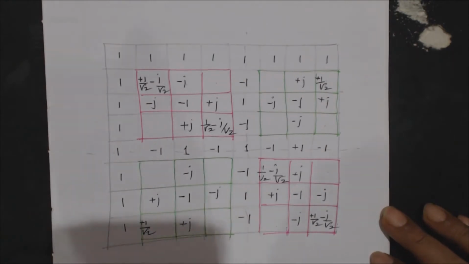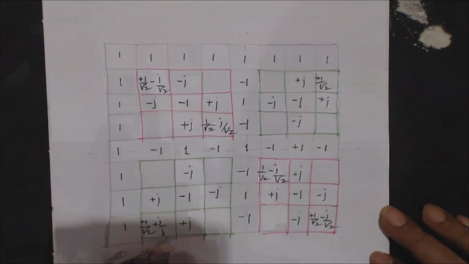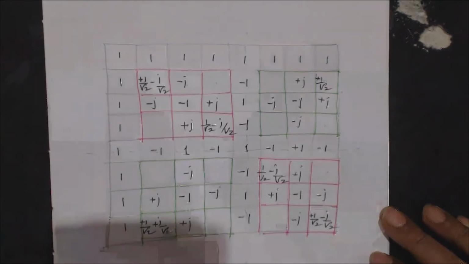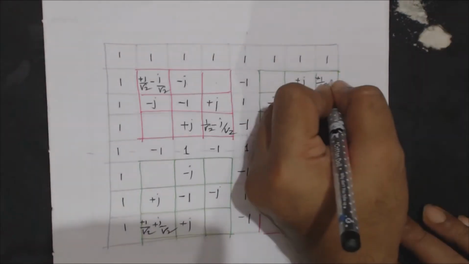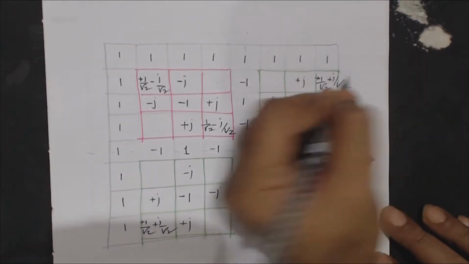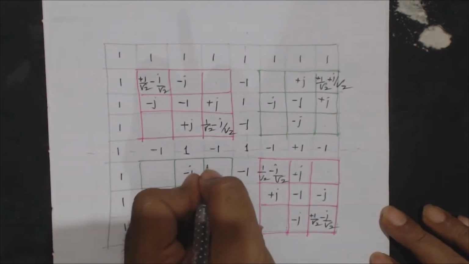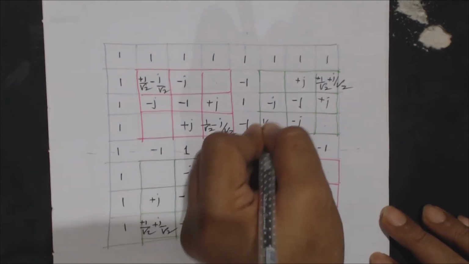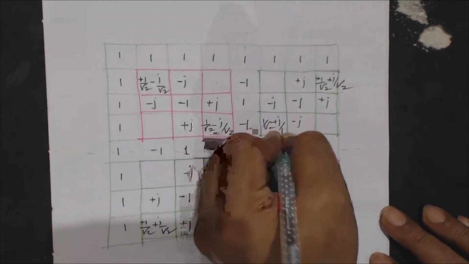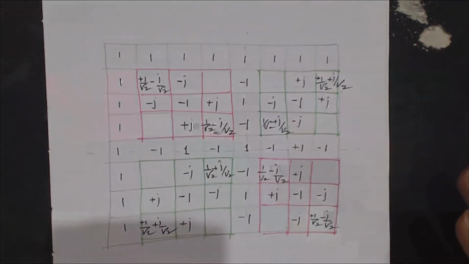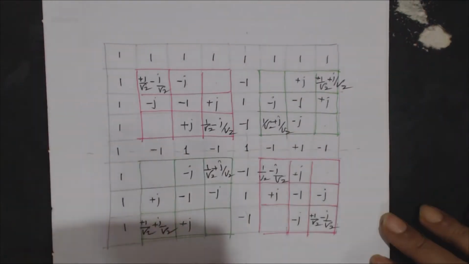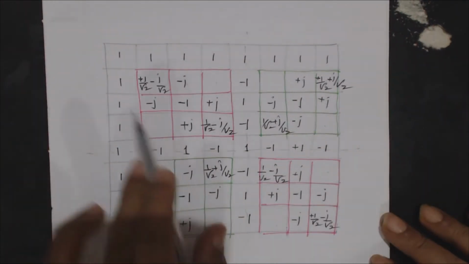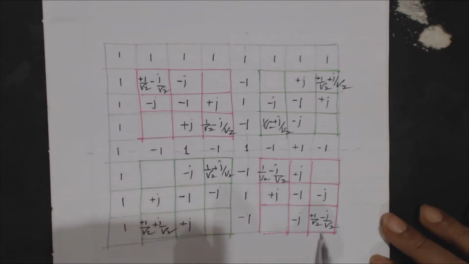In the same way, this is 1 by root 2, this is plus j, so put here plus j by root 2. This one will also be plus j by root 2, and this whole diagonal will be 1 by root 2 plus j by root 2. So this one is also over. So we have filled up the outer corners, and we need to remember that for the outer corner, the real part will always be positive.